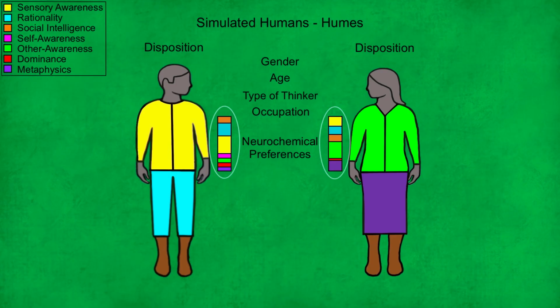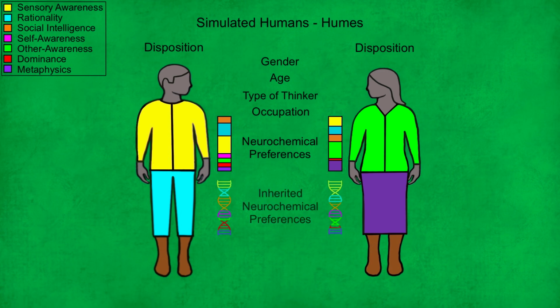However, each hume has a unique value for each of the 7 key processes of their brains, which can change throughout their lives due to the influences that are acting on them. But the humes also have unique inherited brain preferences that don't change throughout their lives and can be thought of as part of their DNA. The values for each of these inherited processes are constant and are passed on to their children with a small amount of variation. So this is how humans are represented in the simulation.